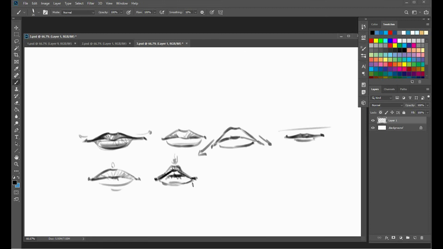And finally, there are infinitely different lip shapes.